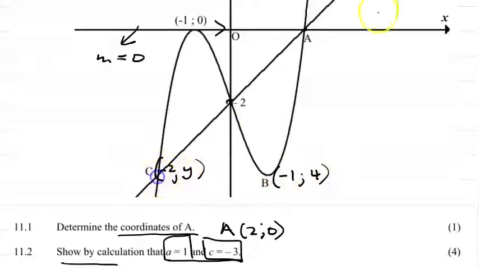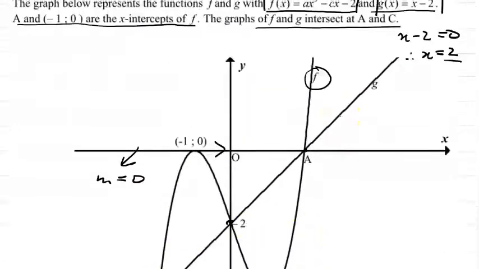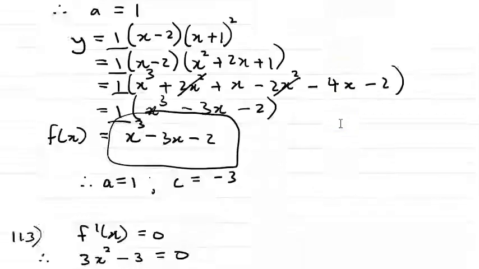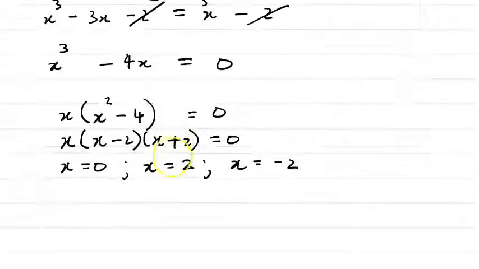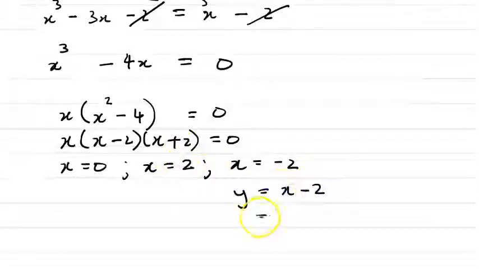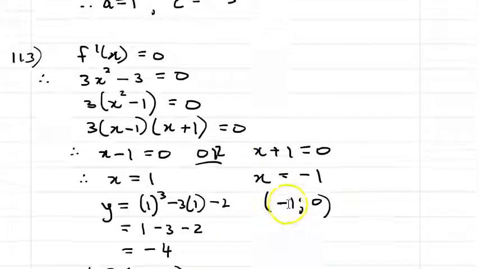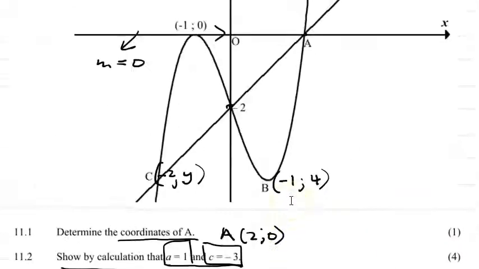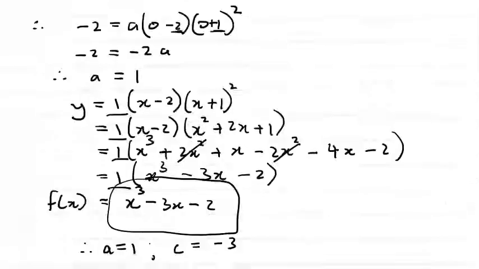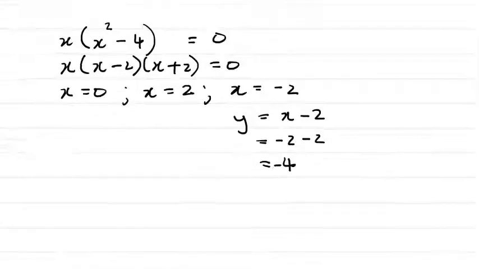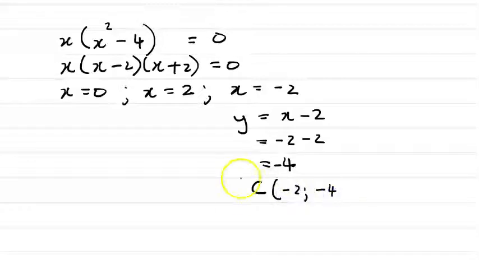So what do you notice about C? It lies on your straight line, and the straight line is y equals x minus 2. So let's now go and solve for that particular value. So y equals x minus 2, which is minus 2, minus 2, minus 4. So therefore the coordinates of C is minus 2 and minus 4. Coordinates of C is minus 2, minus 4.